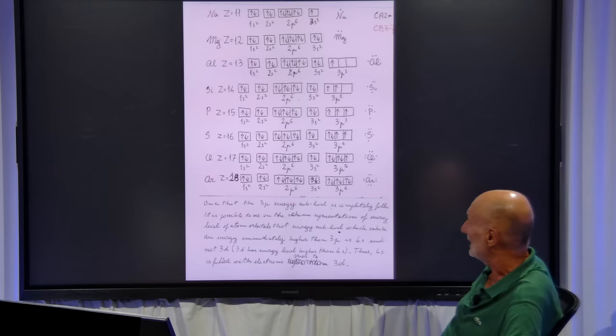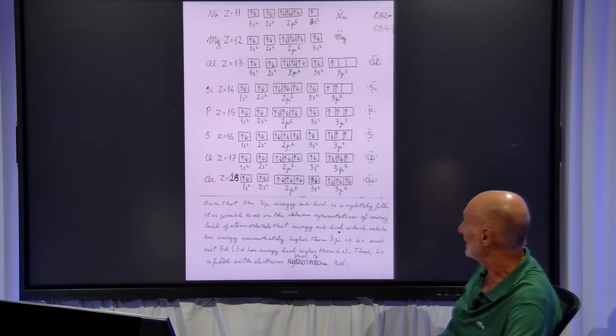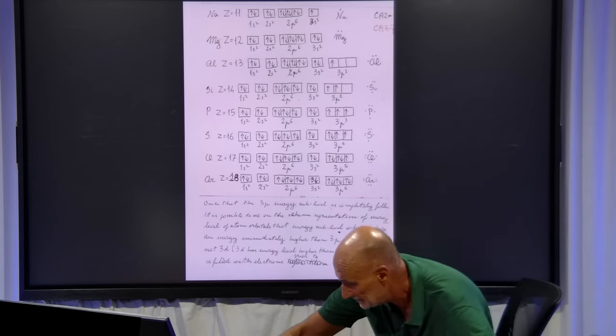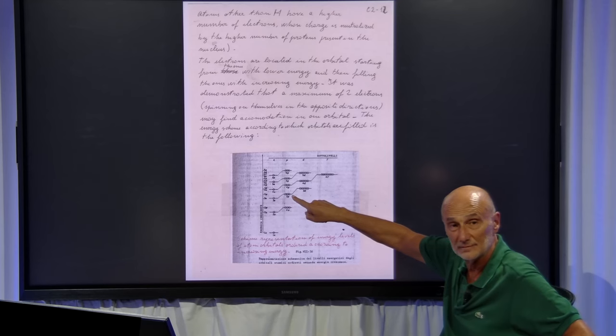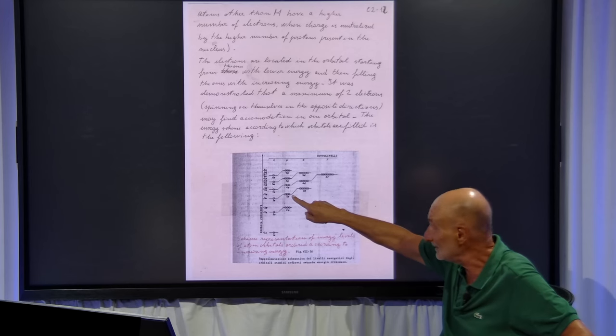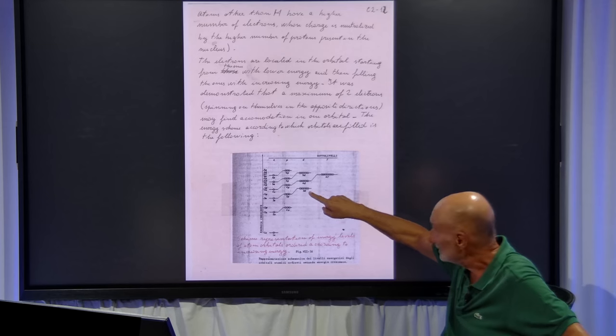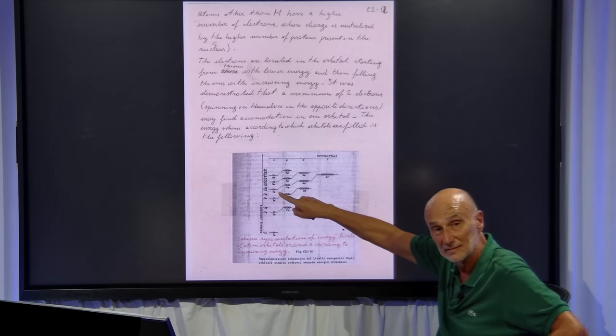Once the 3p energy sublevel is completely filled, it is possible to see on the scheme of the energetic levels that the sublevel which has an energy immediately higher than 3p is 4s and not 3d. Look at this. When we have filled the 3p, the energetic level which has an energy immediately higher is not 3d, it is 4s. So the 4s orbital is filled.